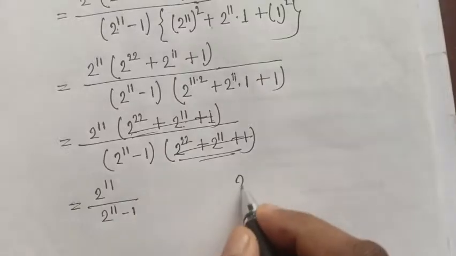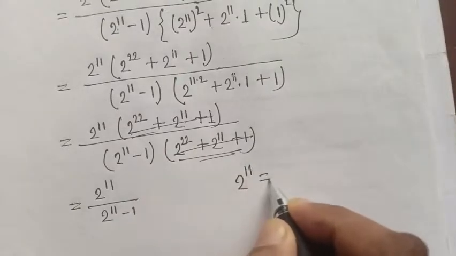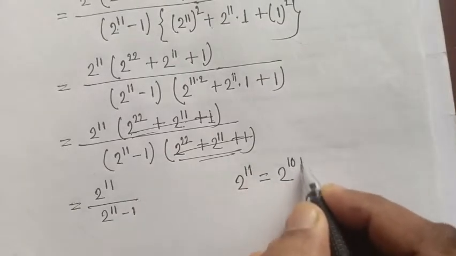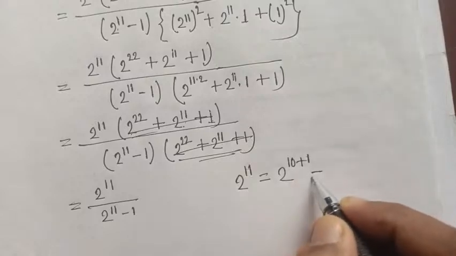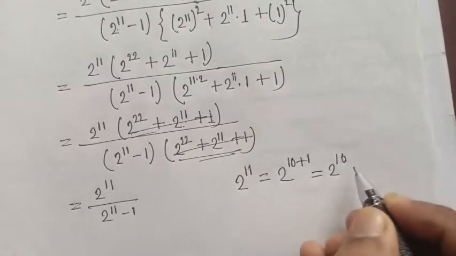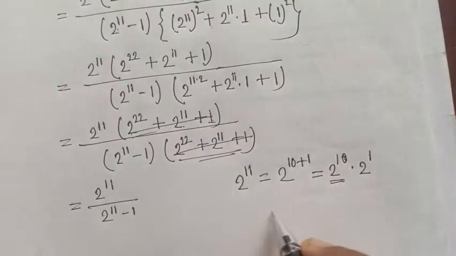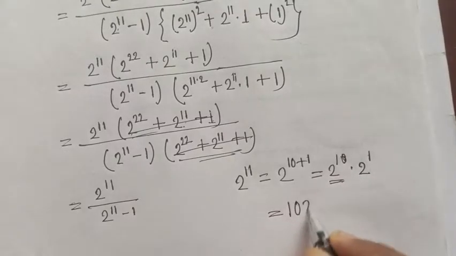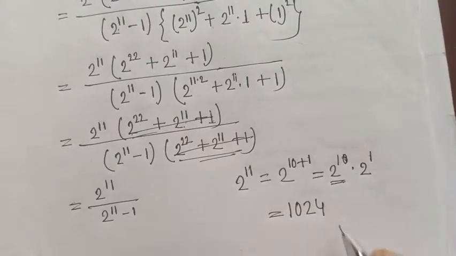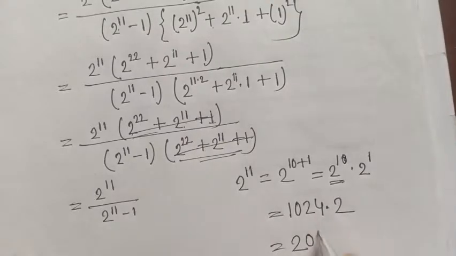So now we can write 2 to the power 11 as 2 to the power 10 plus 1. So we can write 2 to the power 10 dot 2 to the power 1. Now we know the value of 2 to the power 10 is equal to 1024. So if we multiply this by 2, we will get this one.